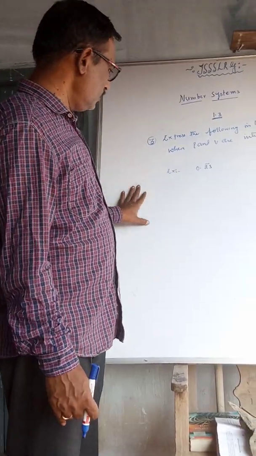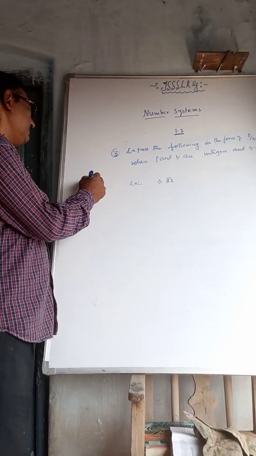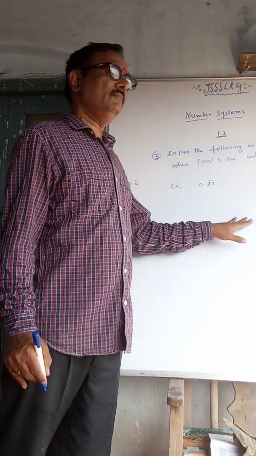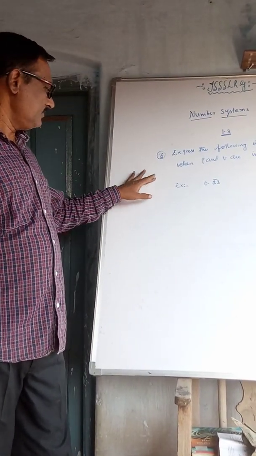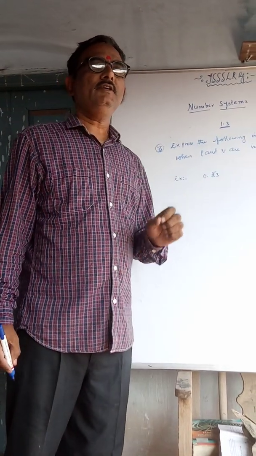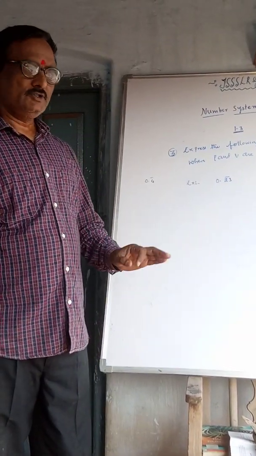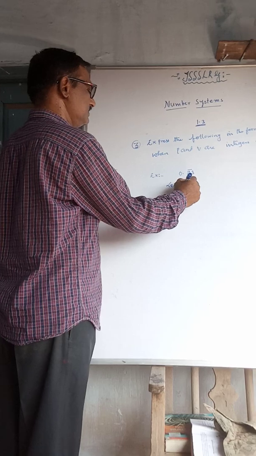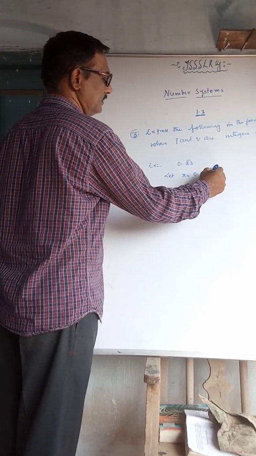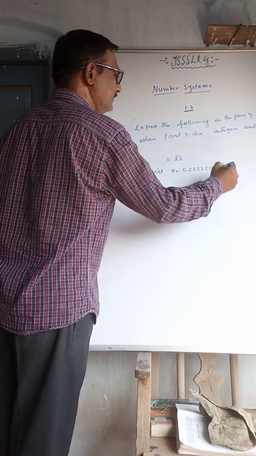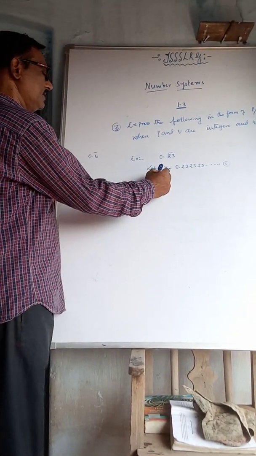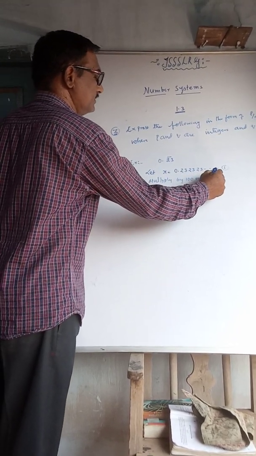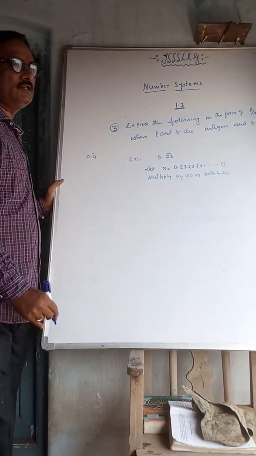As I have told you, when the bar is for only one number, we multiply it by 10. If the bar is for two numbers, we multiply it directly by 100. And if the bar is for three numbers, then we multiply it by 1000. Now let us work it out. Let x is equal to 0.2323, equation 1. We multiply by 100 on both sides.